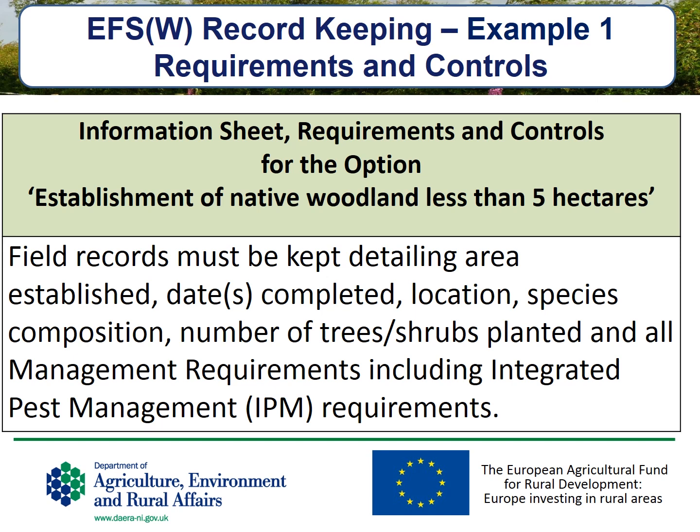The information sheet for the establishment of native woodland less than 5 hectares details, for example, that the following records must be kept. First, the field records required for the option will be covered. The issue of integrated pest management will be covered later in this presentation. As indicated on the slide, there's detail given about the type of field records that are needed for the correct operation of the scheme.